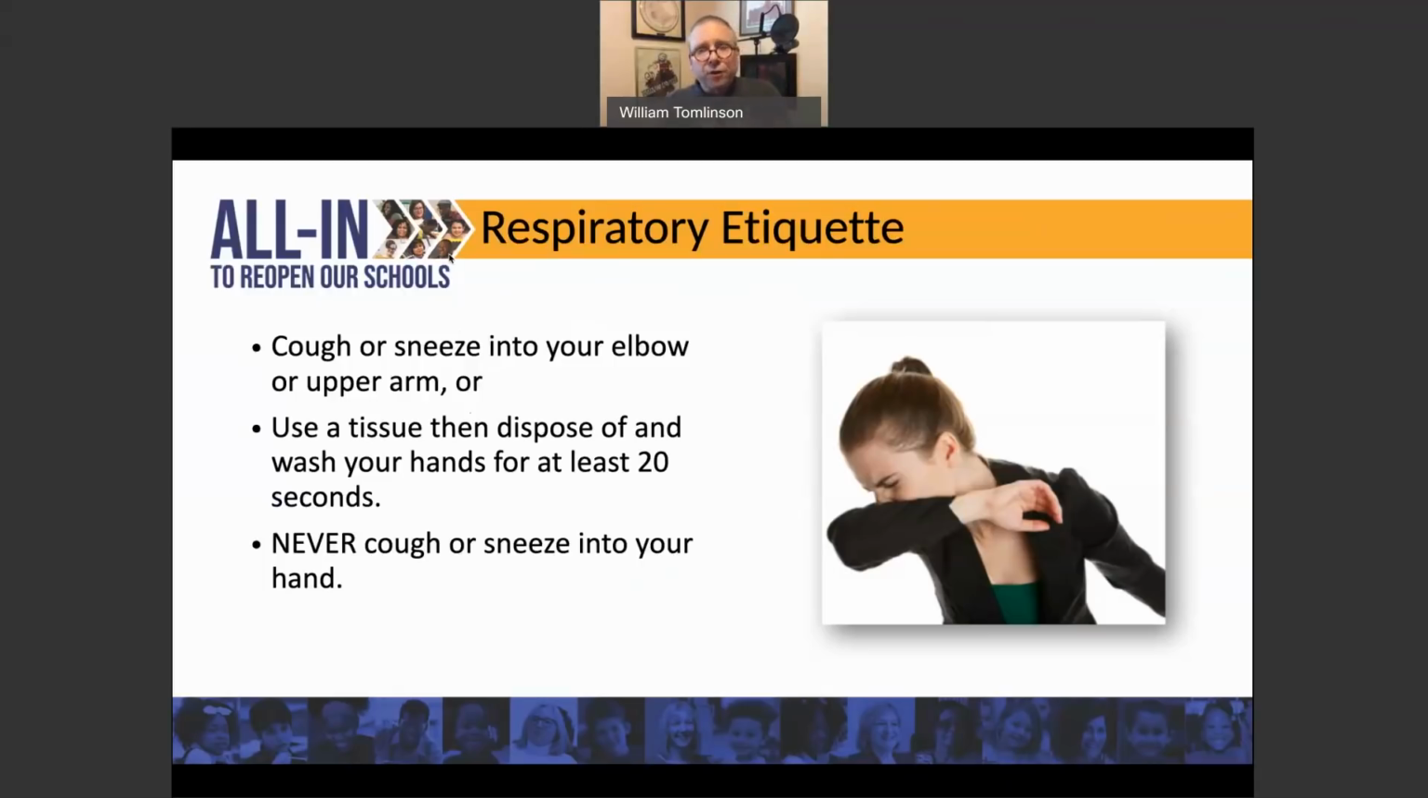You can also, if you have a tissue, cough or sneeze into the tissue, immediately dispose of it properly, and then wash your hands or rub your hands with at least a 60% alcohol rub. Never cough or sneeze into your hand. And that is the tendency of most people. So there is a behavioral practice already to cover our cough and our sneeze with our hand.